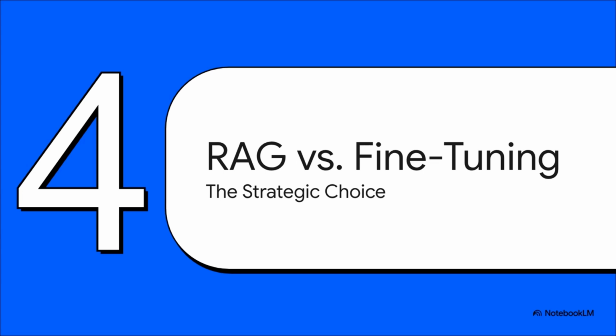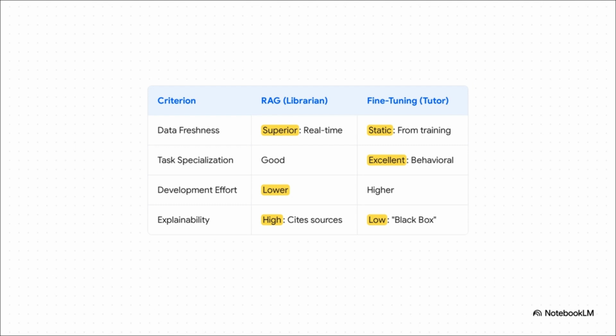So which one do you choose? Well, that decision really boils down to what problem you're trying to solve. Now this slide, right here, this is your cheat sheet. It's pretty simple. If your number one priority is fresh, up-to-the-minute data and being able to prove where an answer came from, RAG is your winner, hands down. But if you need to actually change the model's core behavior, teach it a new skill, or give it a very specific personality, then you need the deep training that only fine-tuning can deliver.